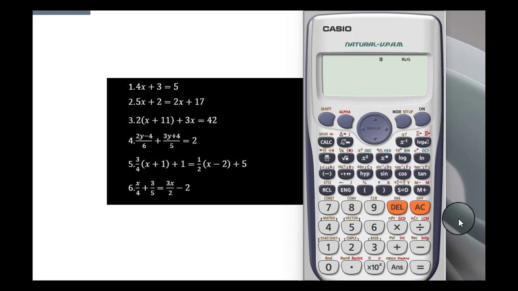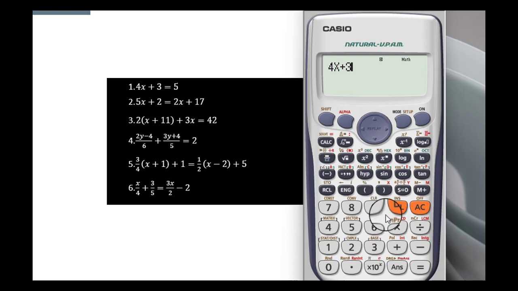Now let's begin with the first question. Number 1. We have 4x plus 3 is equal to 5. So we key in 4, and I told you this is the x key, and to access the x key you have to press the alpha key. So you press alpha, and anytime you press alpha, make sure the letter A appears at the top, as you can see. That means that the alpha key mode is actually in session. So after pressing the alpha, press X, it appears. Then you come plus 3.